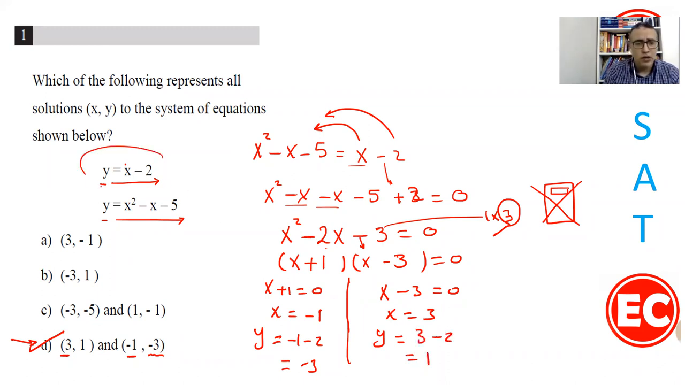Mr. Hisham, why did you choose to replace the answer of x in the first equation? Because it's much easier than replacing x in the quadratic equation.